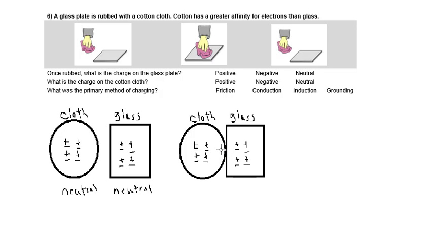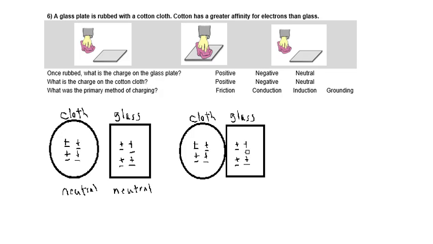And whenever you have two different materials, one of them is usually going to like electrons more than the other. So they have different affinities. And the friction will loosen up the electron and it will go to the one that wants the electron more. In this case, the cotton cloth likes the electrons more than the glass. So the glass is going to lose electrons.